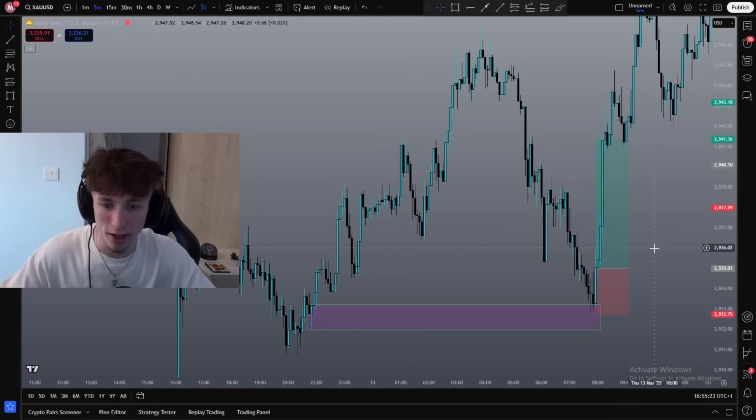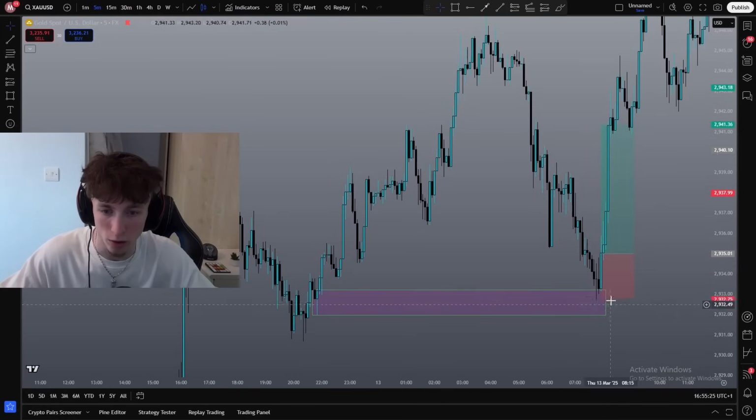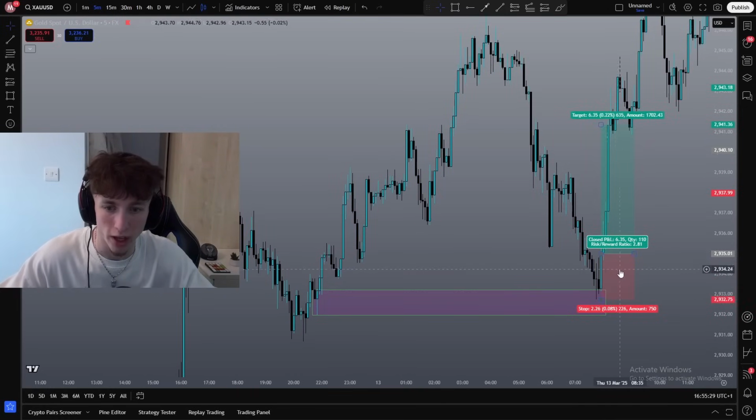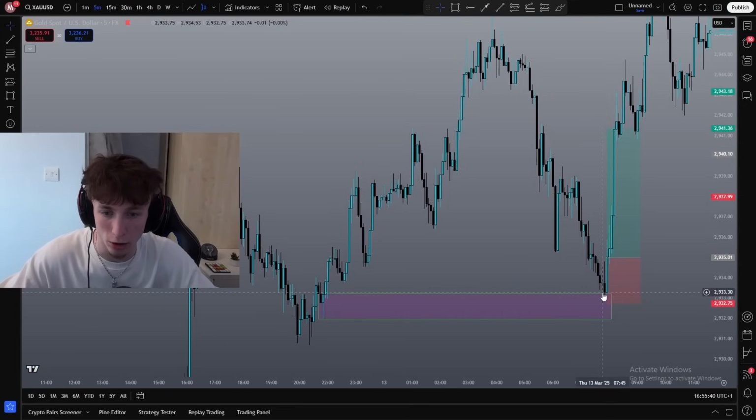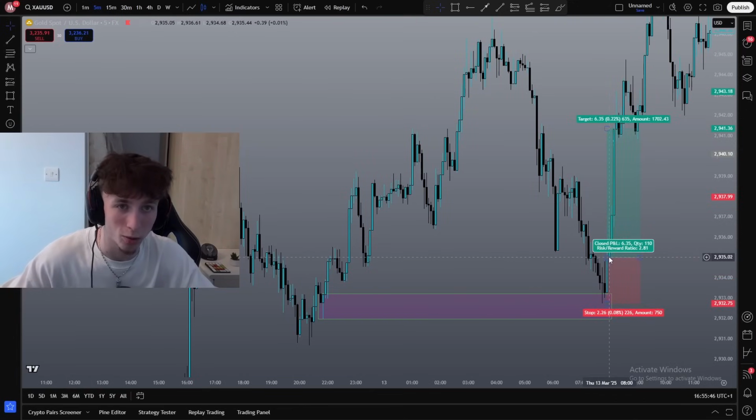Now what I mean by this is once we've entered the zone, we've reacted, we've rejected, we're just waiting for a bullish close. In a demand example, of course. So as you can see right here, we were rejecting the zone with multiple black candles, but we never closed bullish until this one right here. So this is where we'll take our entry.